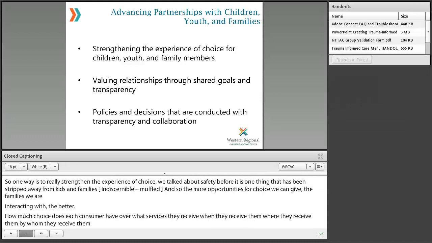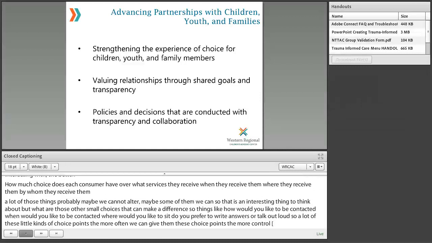Another way to advance partnerships with children, youth, and families is valuing that relationship by creating shared goals and transparency. I'm sure this is something you already do in your MDT teams, but making goals together, right? Creating goals so that the goals are reflective of that client's voice. And then lastly, thinking about policy decisions that are conducted with transparency and collaboration. Things like parent partnership boards are really awesome to review policy.